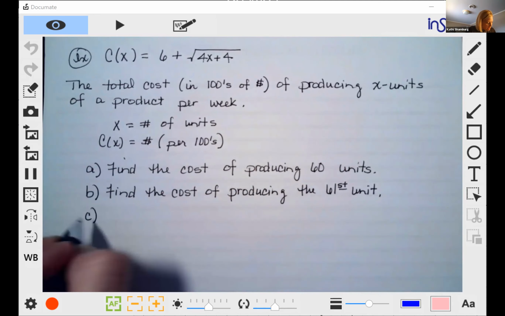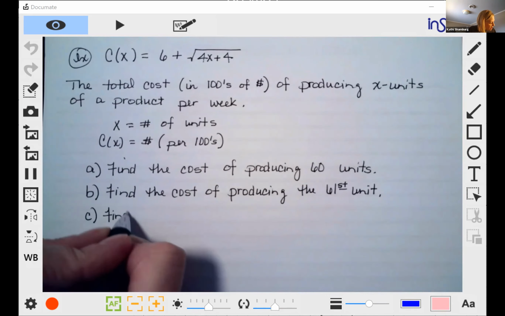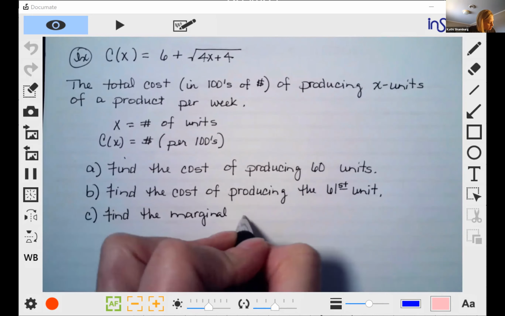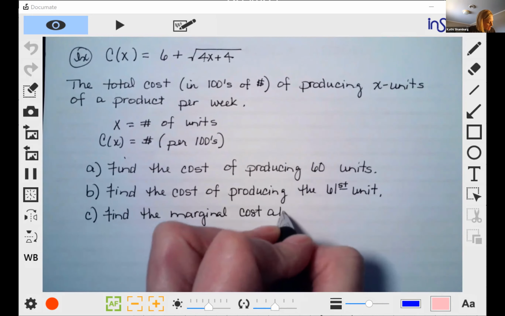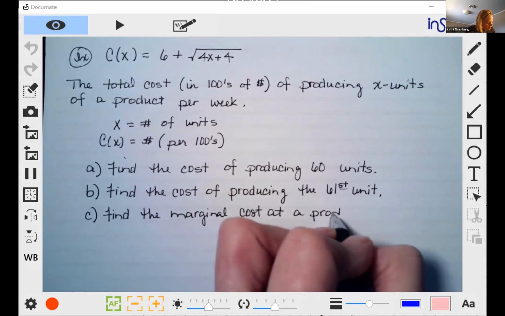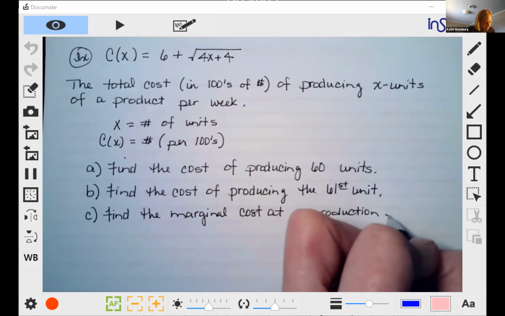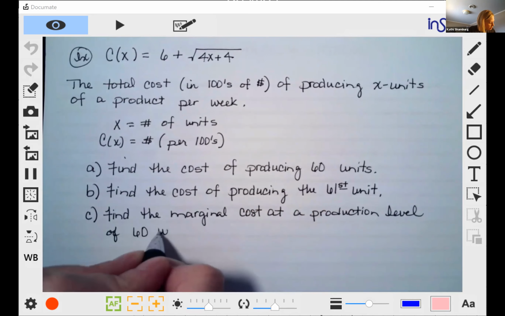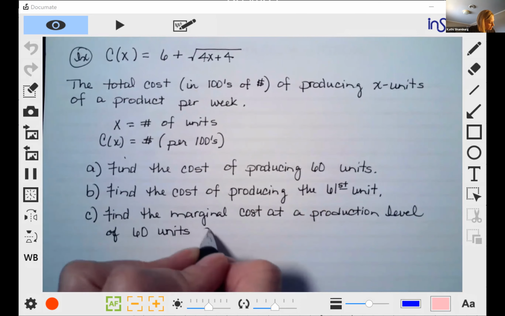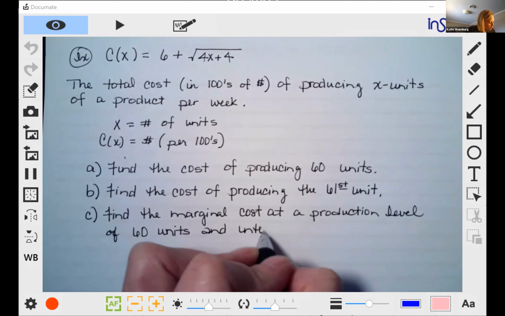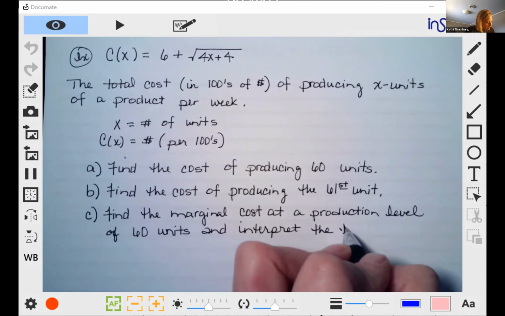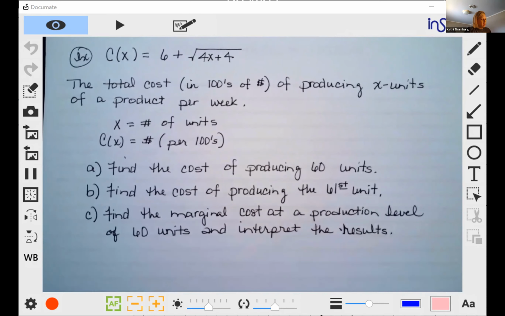And then C, find the marginal cost at a production level of 60 units and interpret the results. Now, if you remember, marginal cost means take the derivative.